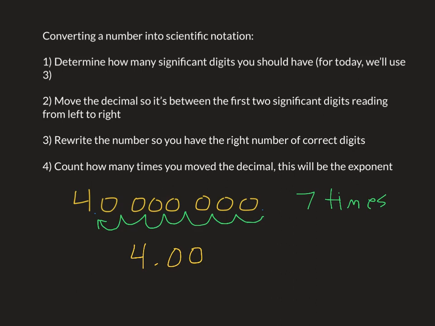So now when I rewrite this, I have 4.00, correct number of digits, decimal now in the right spot. And now I'm going to write times 10, and then the exponent here is going to be this 7 that I just counted, okay? That's it. That's how this works. So 4.00 times 10 to the power of 7. I figured out where to move the decimal because it's in between the first 2 digits. I knew how many spaces I moved it, which gave me my exponent, and then it's always going to be times 10 here. We use a positive exponent here because I moved the decimal to the left and because I started with a large number, okay?